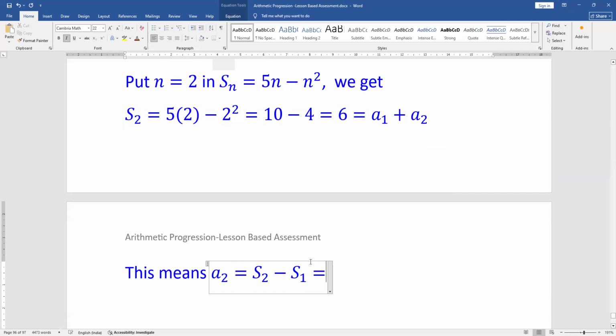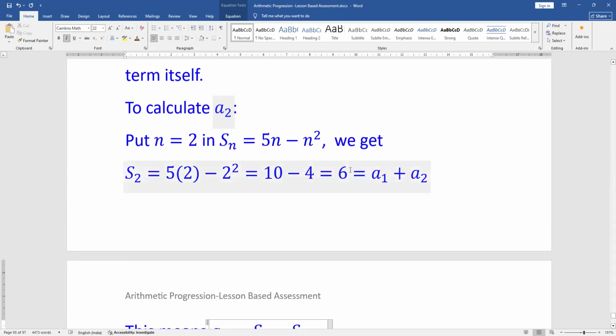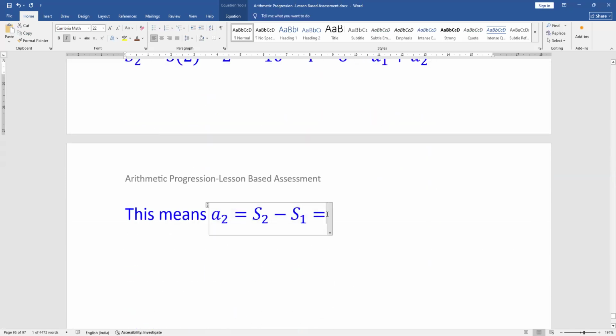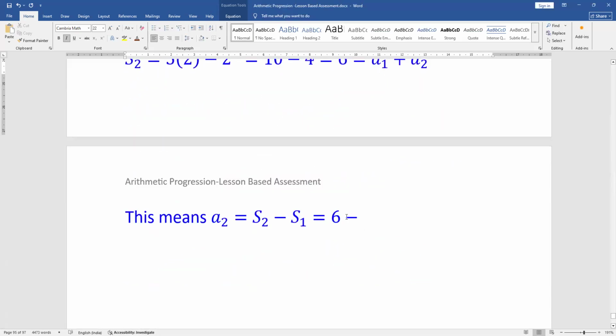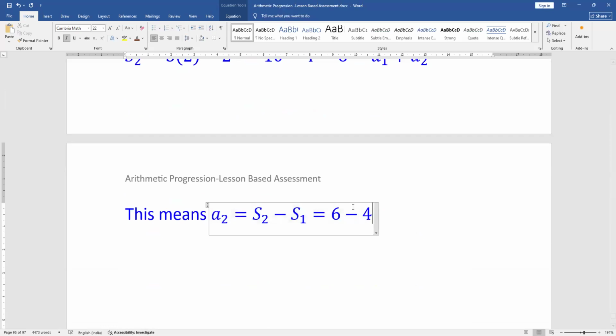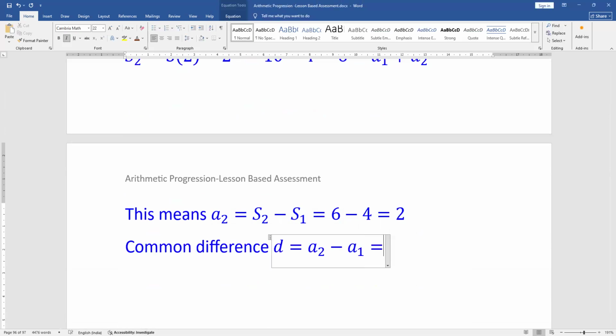So what is S2? S2 is 6, correct? So 6 minus S1, and S1 is how much? It is 4, correct? 6 minus 4, we get it as 2. Now the common difference D, you know that it is A2 minus A1.